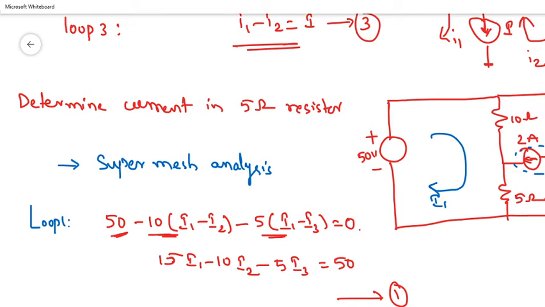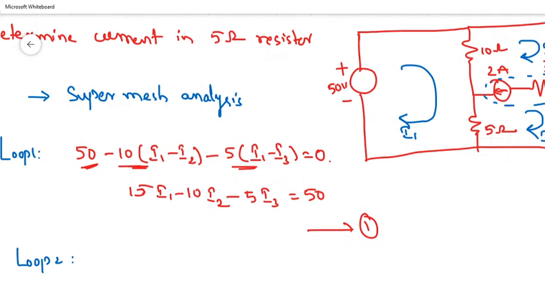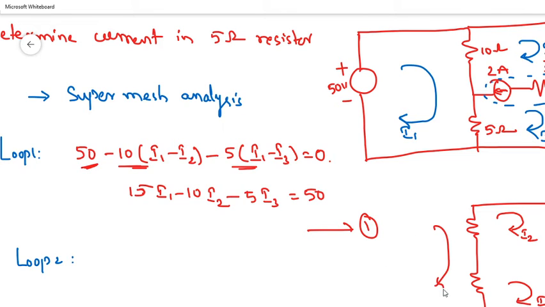So here we need to skip this current source and resistor. This entire part will become a single loop, which I'll draw. Here that circuit will become a resistor, here is a resistor, here we have another resistor, and again another resistor. Here that current is I2 and here that current is I3. Here the current is I1.